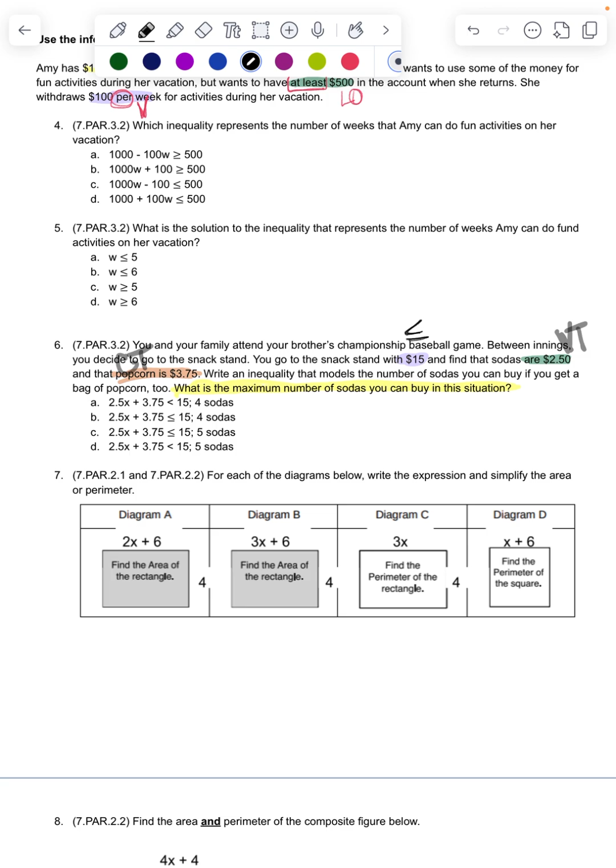For each of the diagrams below, write the expression and simplify the area or the perimeter. All right, I'm going to come back up here for a minute on this one above it, and I'm just going to give you this again. That's your inequality symbol, and that's your total. Just to give you a little help there too. Okay, for each of the, all right, so diagram A says find the area of the rectangle. So we know, all right, so it says find the area.